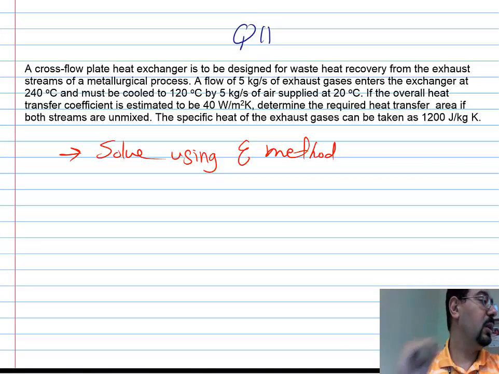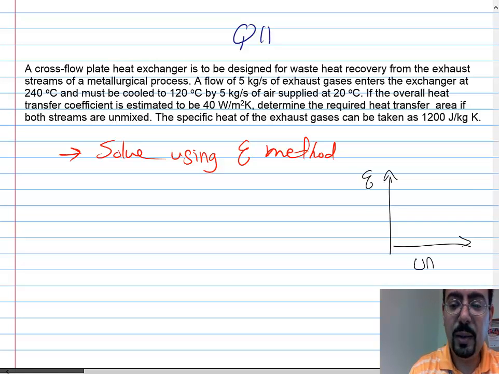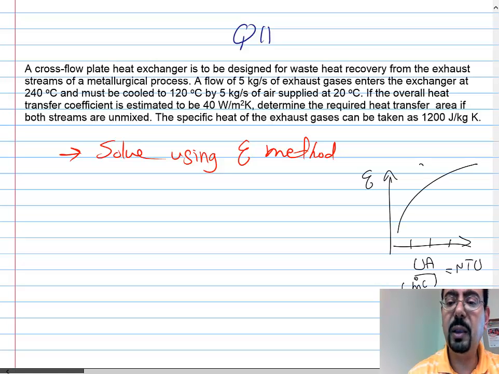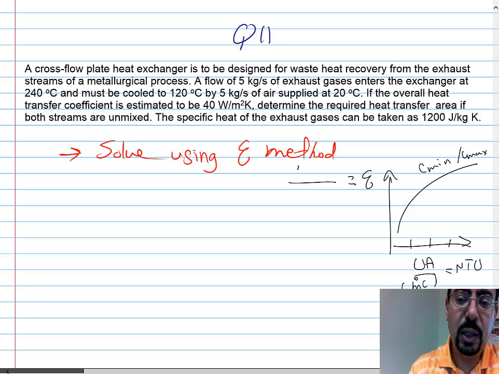Right. Because I still know this method is confusing, it was confusing for me when I was a student, let me just do what we just said in a graph, because that helped. So that's epsilon, and here is UA over m dot C minimum. The whole thing is called number of transfer units, and that's the x-axis. All right? And those graphs are for different C minimum over C max. Okay? And this epsilon again is Q dot over Q dot max.